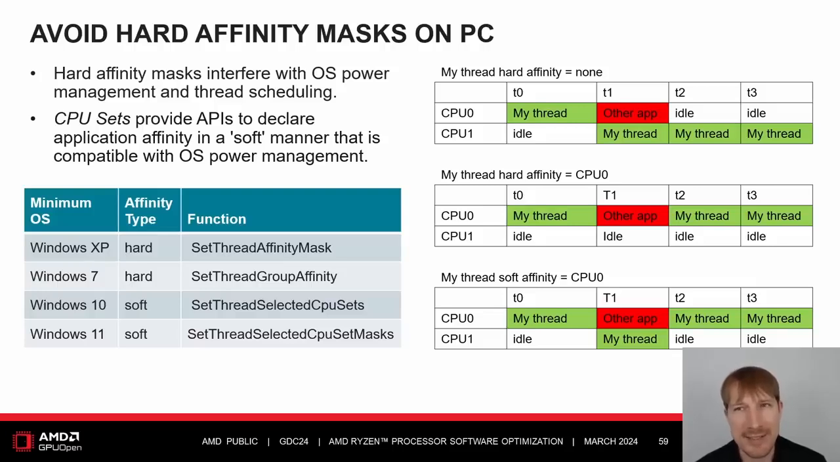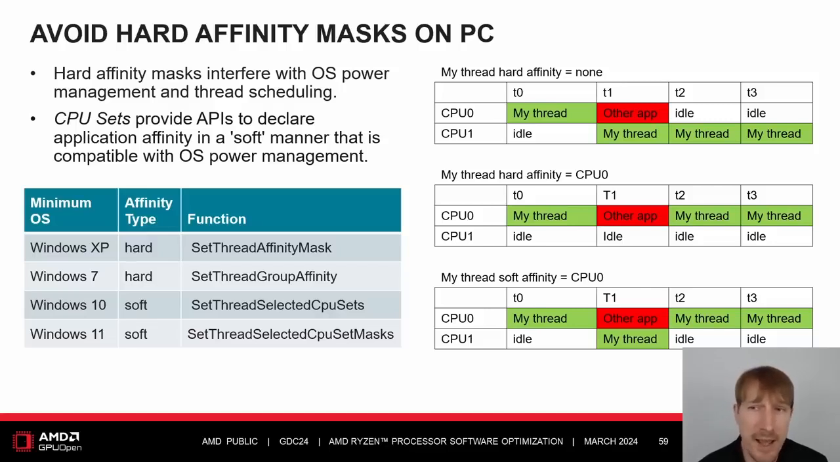Avoid hard affinity masks on PC. Hard affinity masks represent the only logical processors allowed to run the thread. Typically, these masks interfere with OS power management and thread scheduling optimizations, especially for notebook and heterogeneous systems. Restricting where a thread can be scheduled can harm performance when other PC applications are running, such as browsers, media players, system monitoring tools, and RGB software. These masks can also reduce hours of battery life.